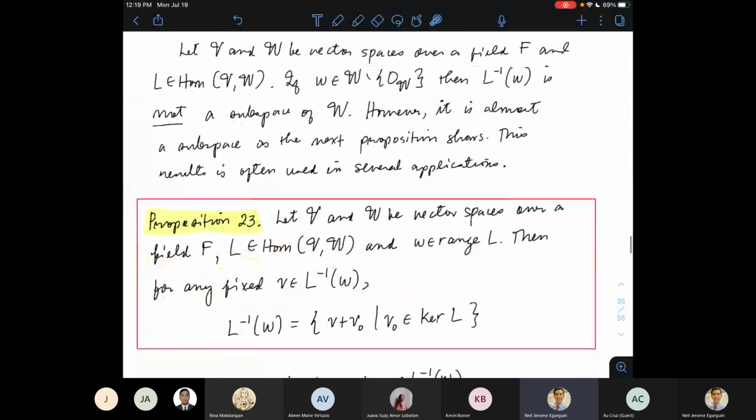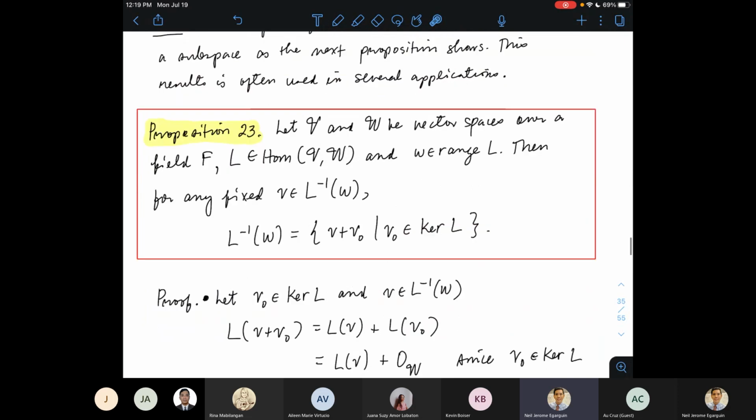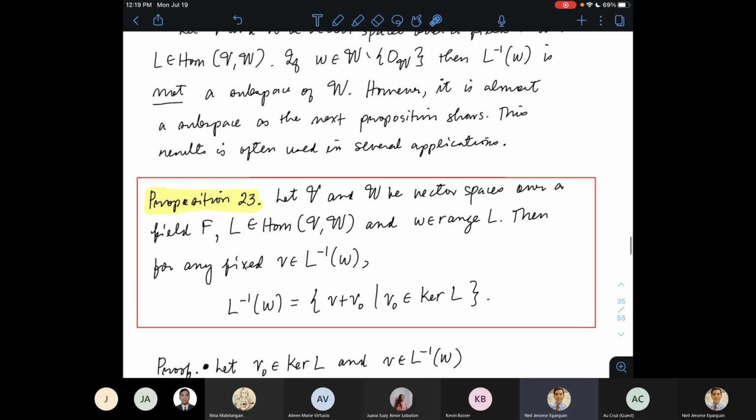Now, let's move on. Proposition 23 is sort of a technical result. But before that, I mentioned that the inverse image of a non-zero element of the codomain is not a subspace of W. However, it is almost a subspace, because proposition 23 will show that L inverse of W is just the translation of the kernel by some fixed element of the domain, right? So let's see how it goes.